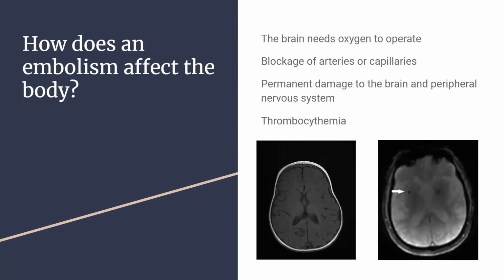How does an embolism affect the body? Well, as said before, the brain needs oxygen to operate. If there is an obstruction of oxygen, such as in the picture, on the left side, this is a healthy brain. But on the right side, if there is an obstruction, it creates an infarction. An infarction is seen as this dark spot that is pointed to by the arrow.